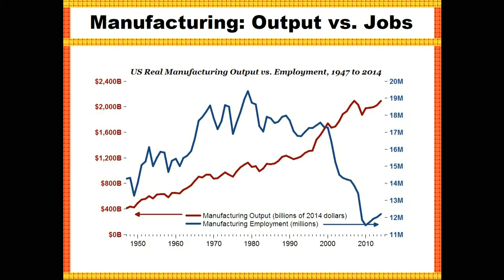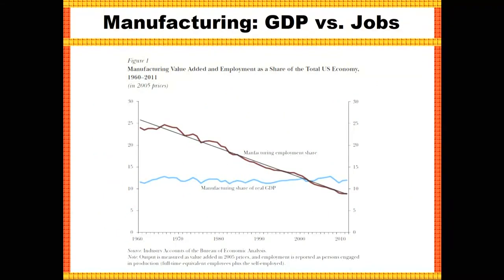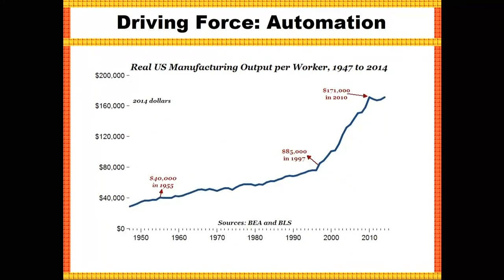What about employment? Here you can see employment peaked around 1980, and it's been going down since then. Here's another way to look at this. This is U.S. manufacturing as a share of the total GDP. And you can see it's pretty much fixed. About 12% of the whole U.S. economy is manufacturing, and it's very, very stable. What about employment? It used to be 25%, and now it's below 10%. So we're manufacturing as much as we ever manufactured before, but we're doing it with fewer people. Why? Because of productivity. Because manufacturing has become much, much more productive. It has doubled over the past 20 years.